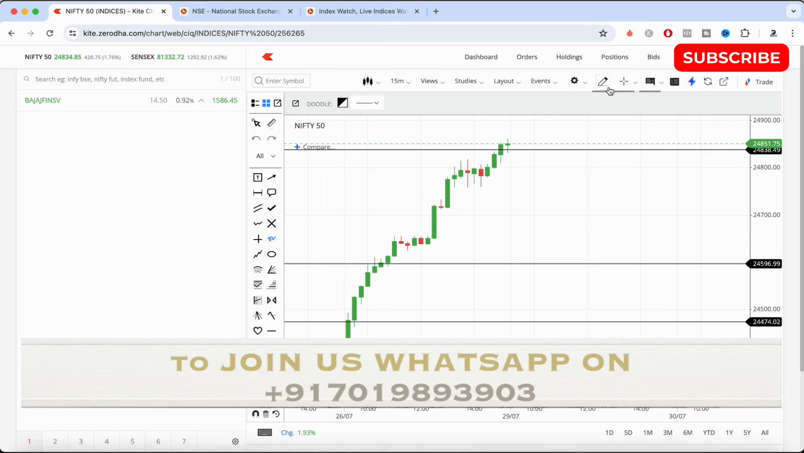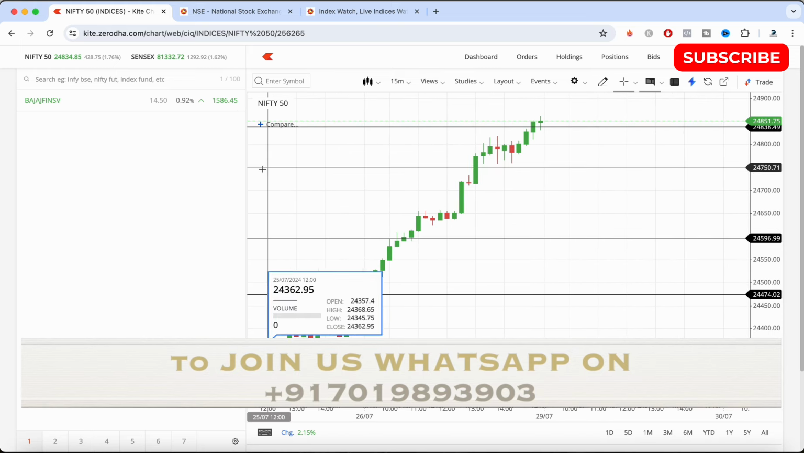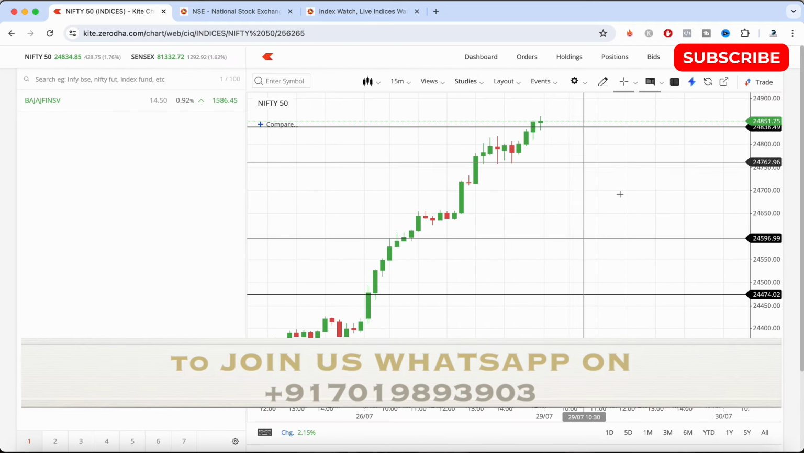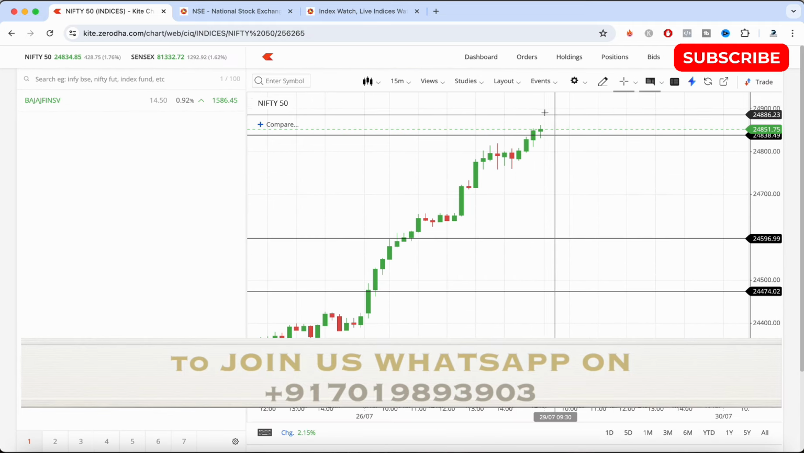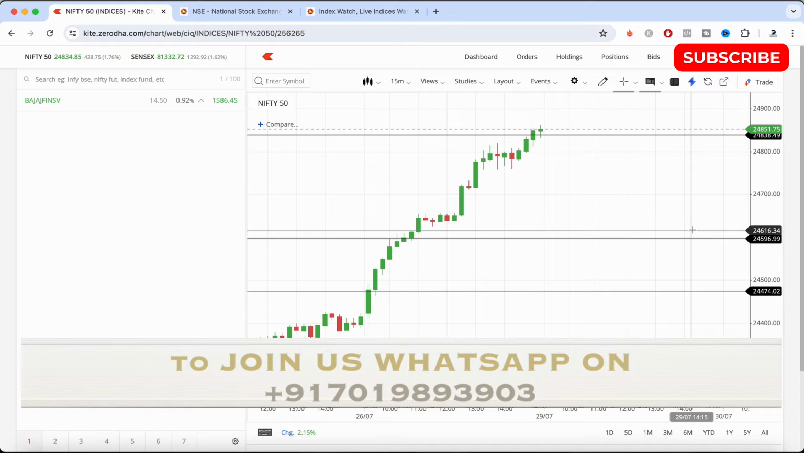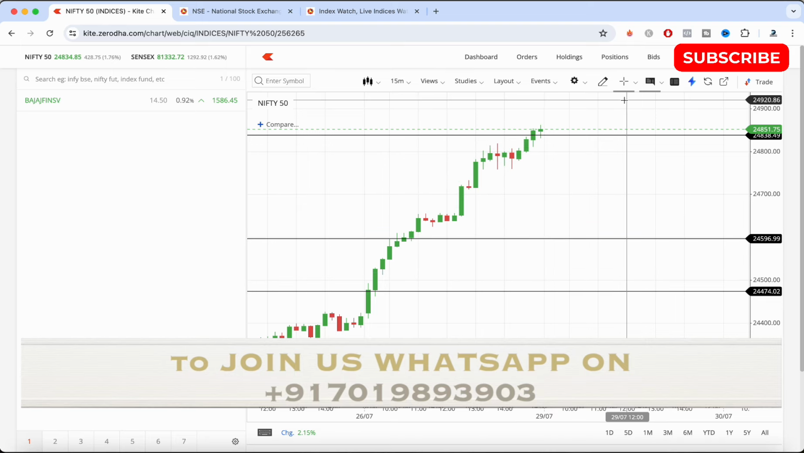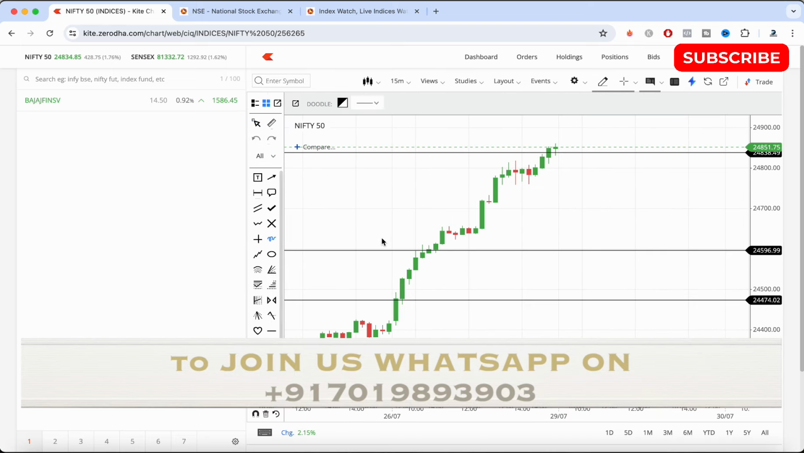Okay guys, that being said, now let's quickly look at Nifty 50 and how it has performed for the day. As you can see, the Nifty 50 was very bullish for the day. It has gone 1.76% up, and it has broken some of our main resistance levels, which was around 24838, and in the morning itself 24596. Even this resistance level has given a breakout for the day.